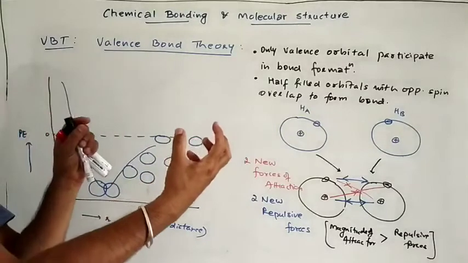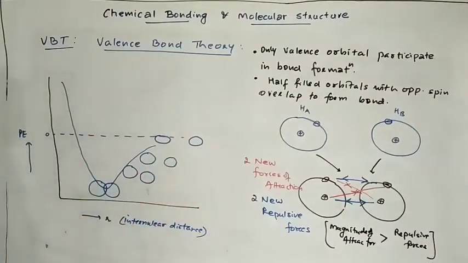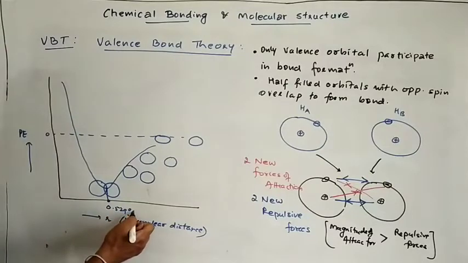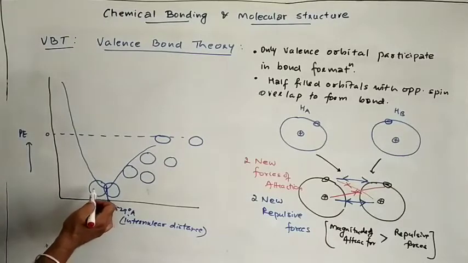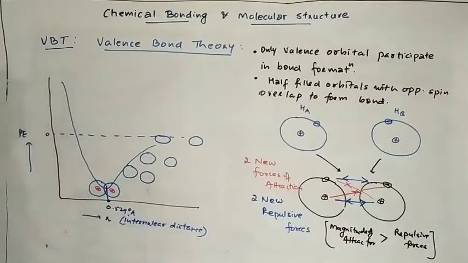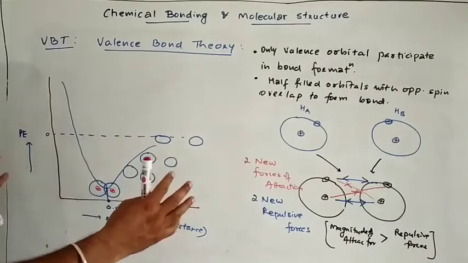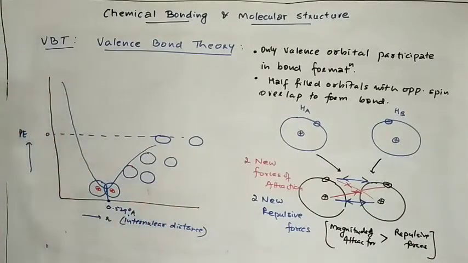When the two hydrogen atoms come close to each other, the force of attraction increases, repulsive forces also increase, but attraction is more than repulsion, so the bond is formed. Okay, so the bond is formed at this distance. When the internuclear distance is this, for hydrogen it is 0.529 angstrom, that is the Bohr radius. At this distance you can see the energy is minimum. And the distance between the nuclei is minimum. If you take them even closer, if you decrease the R, then these two nuclei repel each other, and immediately energy will increase.